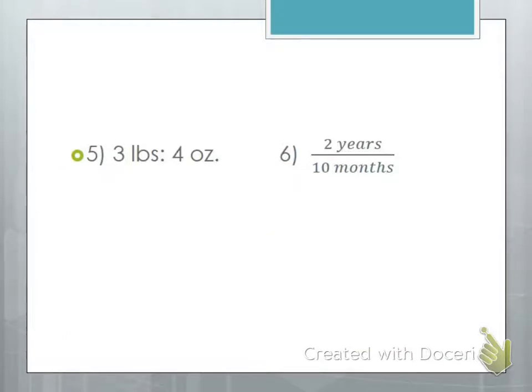So we've got 3 pounds to 4 ounces. Those units are not the same, so we need to change one of them. It's going to be best if we change pounds into ounces. So what am I going to be multiplying the 3 by? 16. So times 16 gives us how many ounces? 48, good. So we have 48 ounces compared to 4 ounces.